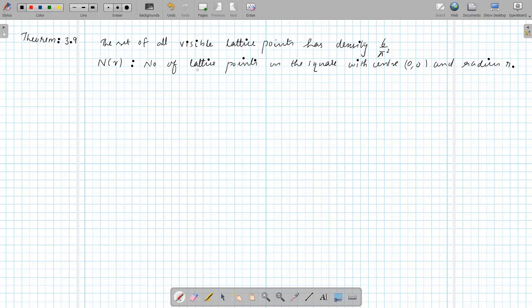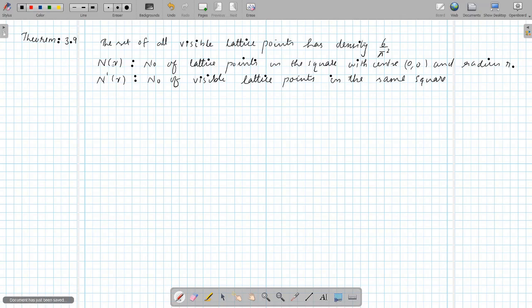The total number of lattice points inside that square is denoted by N of r, and N prime of r is the number of visible lattice points inside the same square. So the density, by density we mean N prime of r divided by N of r as r tends to infinity.